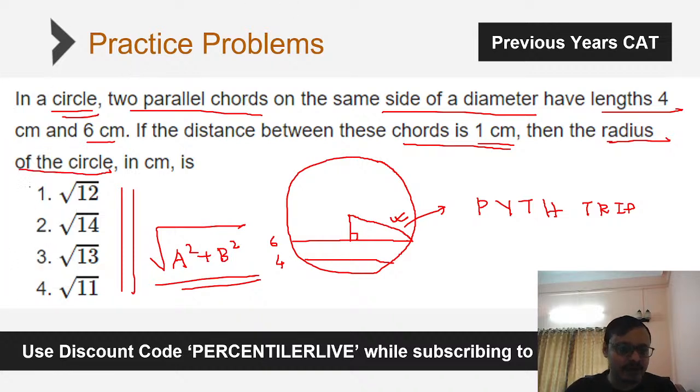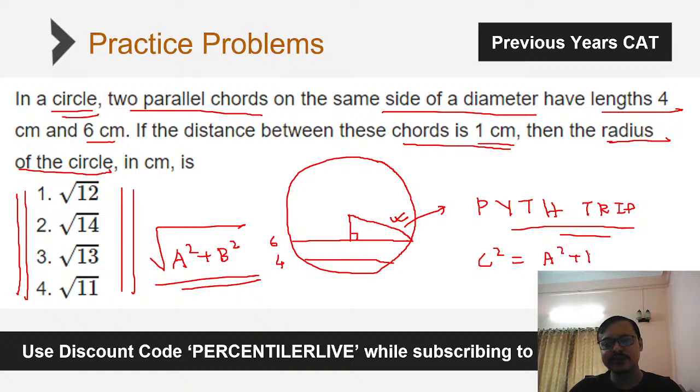So simply, instead of unnecessary solving, simply look at which option is of the form root over a square plus b square. Already, the options are giving you a major hint by showing you the root sign, which means they are informing you that you have to employ Pythagorean triplets. And as you know, the formula for hypotenuse is c squared is equal to a squared plus b squared, which means c is equal to root over a square plus b square. So how do we do this? Which option is of the form root over a square plus b square?